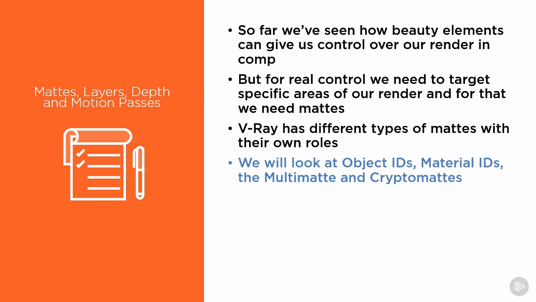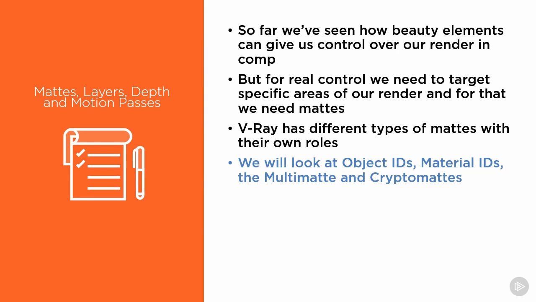gun, the bottle. Material IDs, which are based upon, for example, the whiskey material, the metal material, and everything that shares the same material will be on the same matte. The multi-matte pass is simply a pass which allows you to choose within that pass whether you want to use object or material IDs. And we have crypto mattes, which are a new kind of matte which was developed out of a SIGGRAPH paper. It's a relatively new feature in V-Ray.